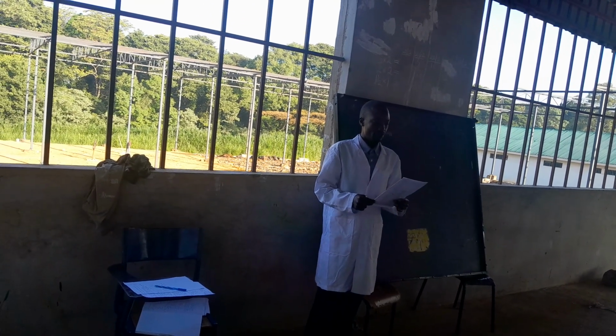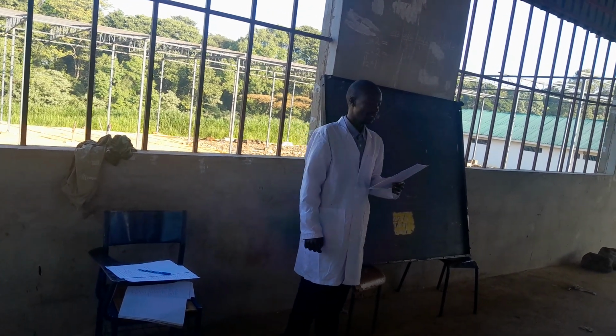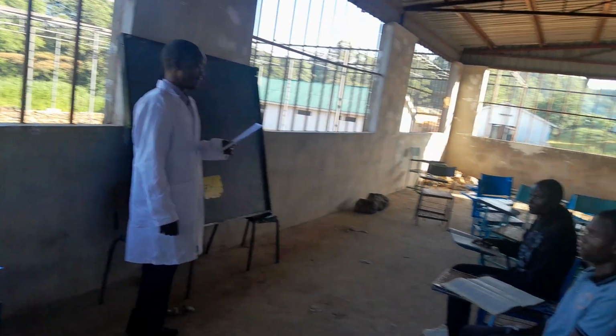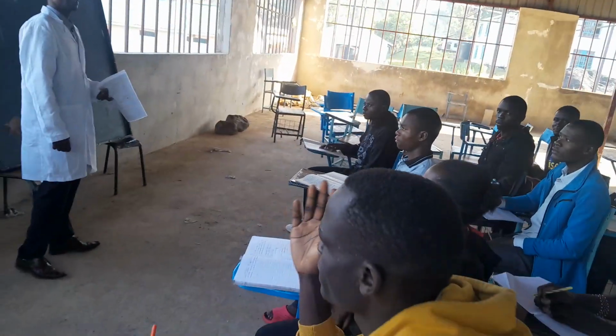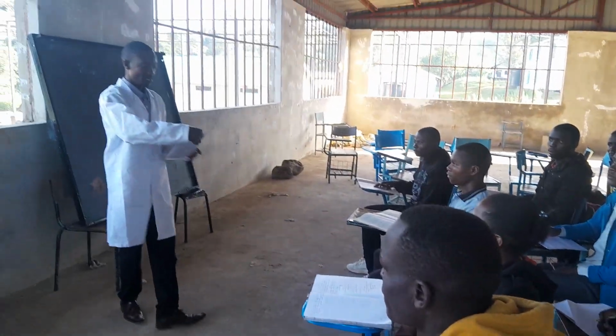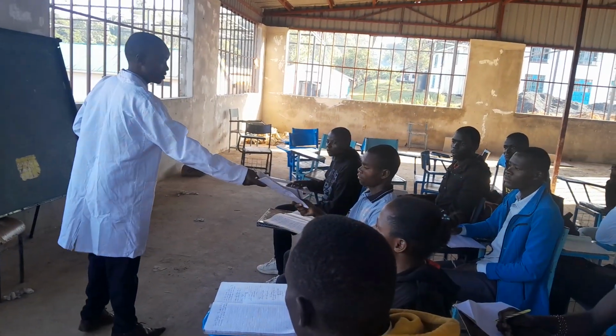I'll start by calling the register. Moses Maina, present. Then Mariam, present. We have Clarence, present. Okay, the rest will mark. You sign the attendance.